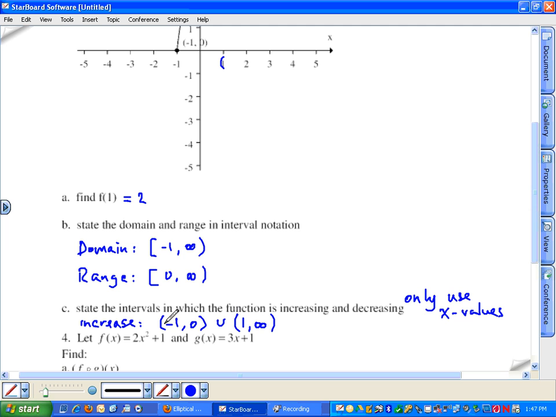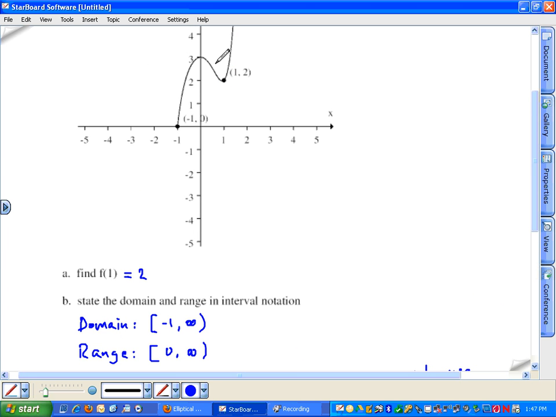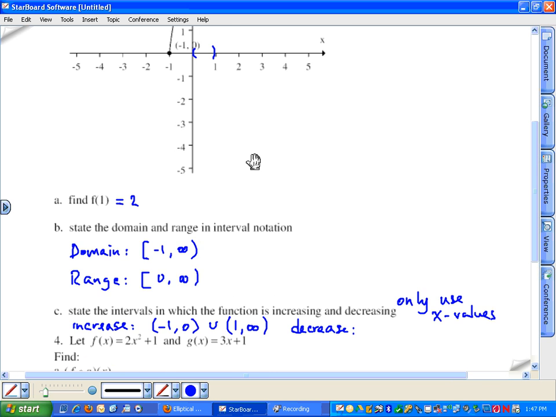These do not represent ordered pairs. -1, 0 is not an ordered pair. It's not a location on a graph. It's an interval of x values from -1 to 0. Now decreasing, the only decreasing interval is this portion of the graph where the y values are getting smaller. If we look at its corresponding x values down here on the x-axis, it corresponds to the x values between 0 and 1.